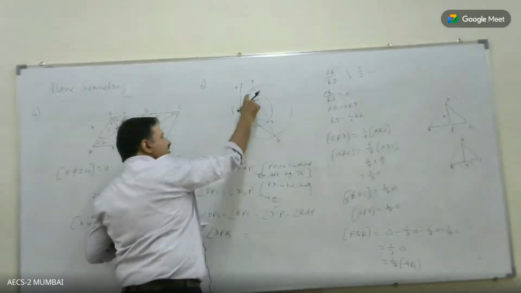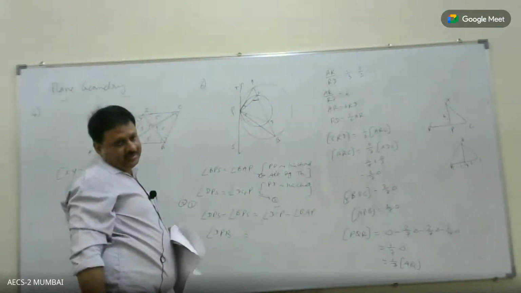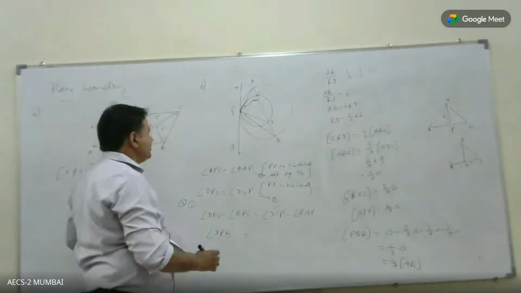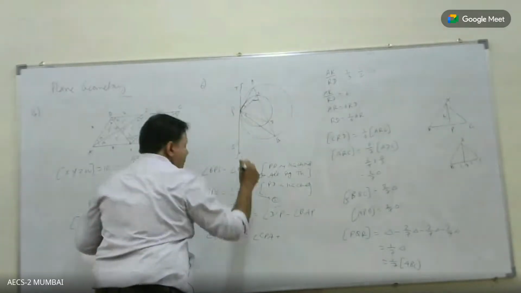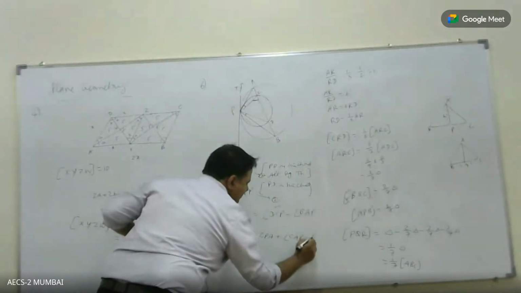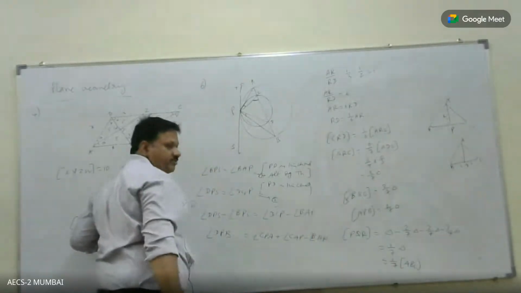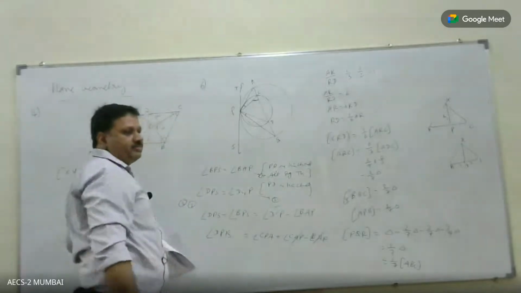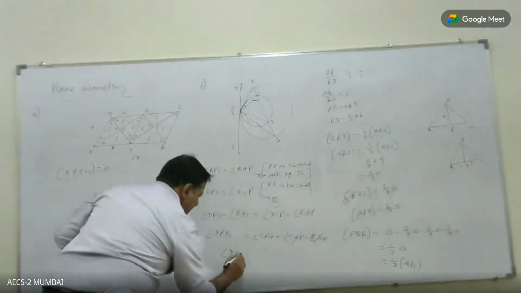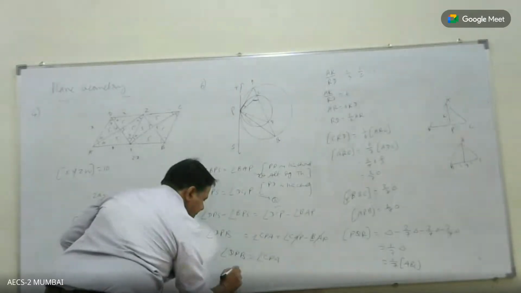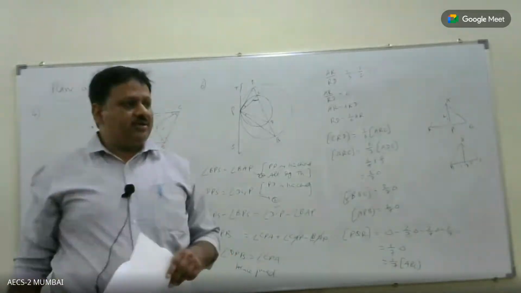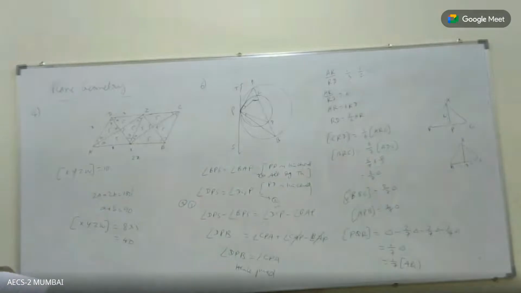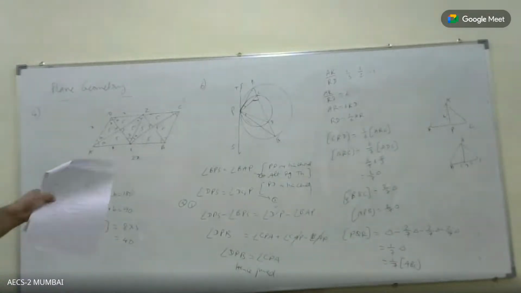This angle is the sum of these two. Why? Exterior angle property. So, angle CPA plus angle CAP minus angle BAP in this term. These two are the same. Angle DPB equal to angle CPA. Understood? How many of you understood this?